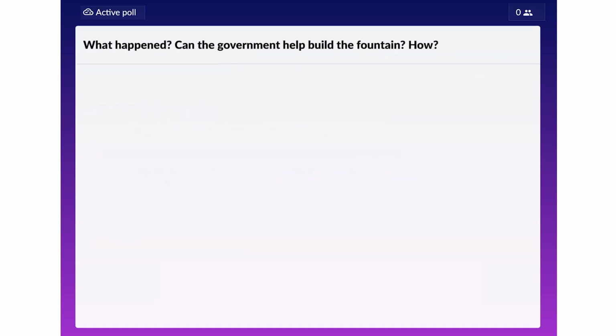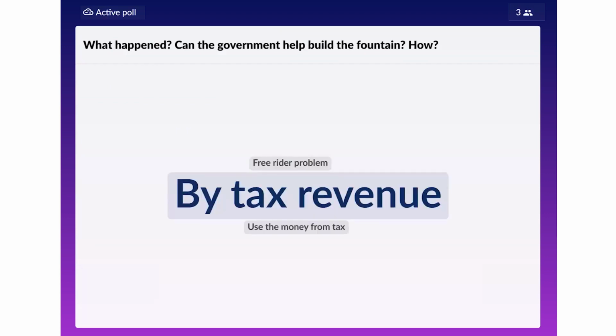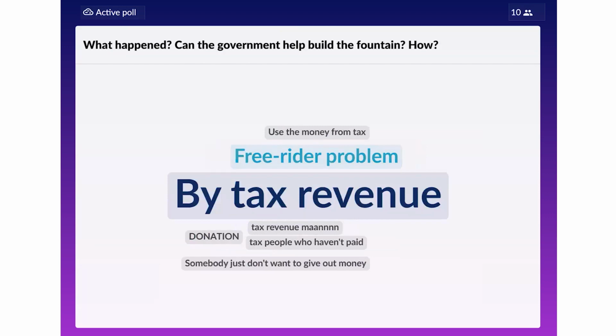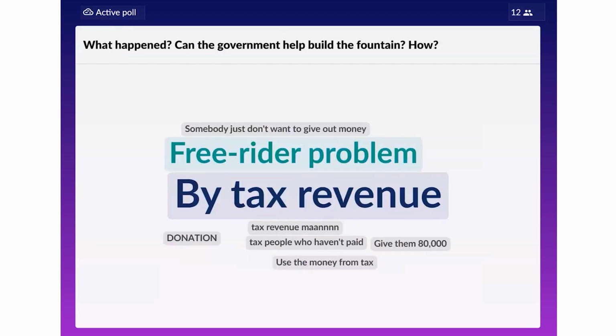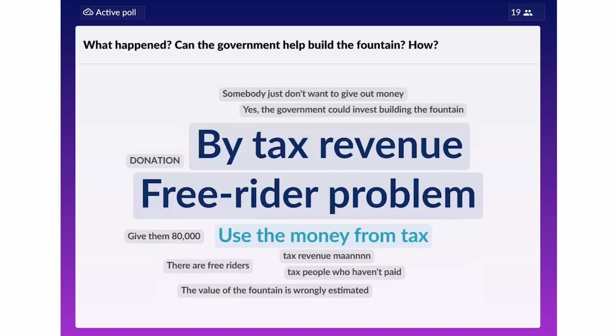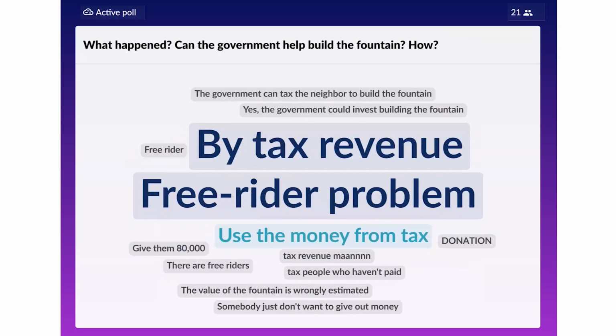Now, the real question is what happened? Can the government help build the fountain, and how? So, this is an open question, so you can type in your answers here. Oh, by tax revenue. Good suggestion. Free rider problem. Use the money from tax. Now, tax people who haven't paid. Or donation. Yeah, the free rider problem is the key thing. Yeah, in this scenario, there was already a donation. During a town hall meeting, there was a hat that was passed on for everybody to donate, but only 60,000 NT dollars was raised, so that's a problem.